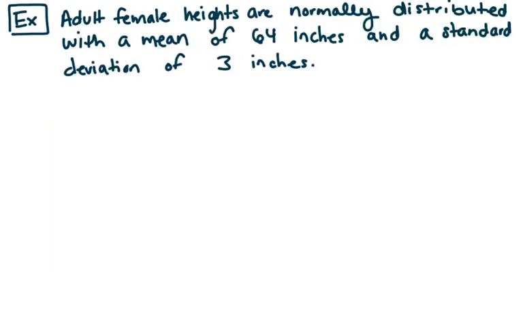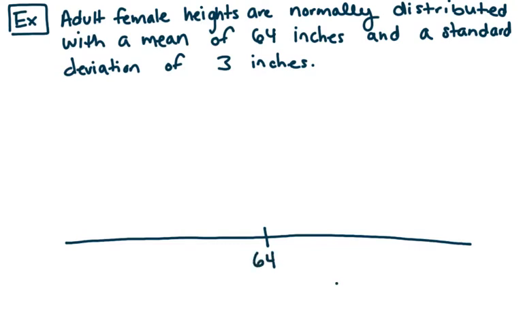Yeah, and so I want to take a look at how to draw a normal curve, just given some information. For this example, it says adult female heights are normally distributed with a mean of 64 inches and a standard deviation of 3 inches. So I'm just going to draw right in the middle my mean. So my mean is 64.